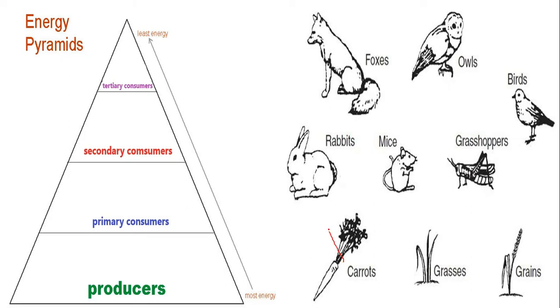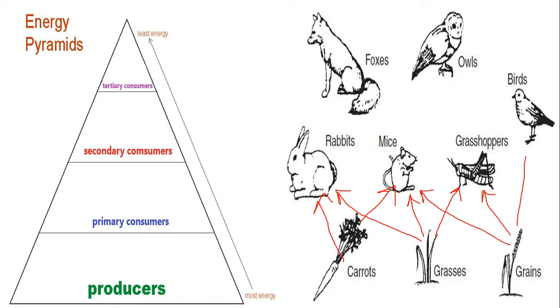So carrots. Carrots are eaten by rabbits and mice. Grass. Grass is eaten by the rabbit, by the mice, and by the grasshopper. All right. Grains. You're looking at mice, grasshoppers, even birds. Birds will eat grains. So all the plants have been eaten.